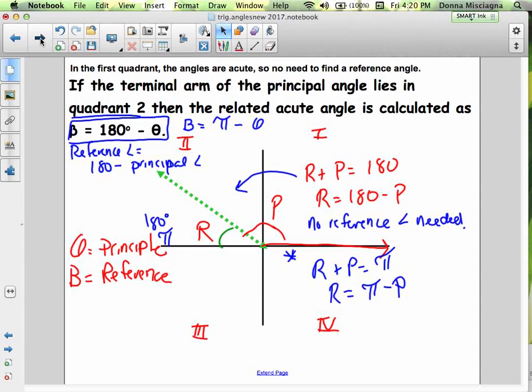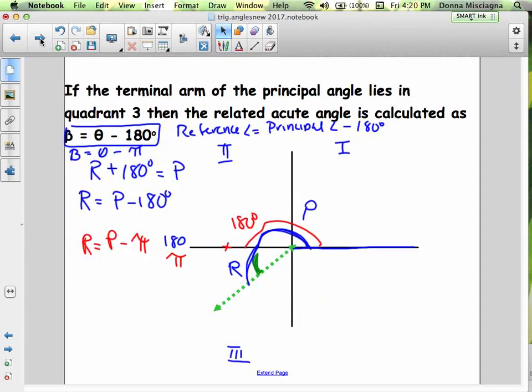When we're in the third quadrant, right? So it's our reference angle plus 180 equals our principal. So our reference angle is our principal minus 180. And if we're in radians, our reference is equal to our principal minus pi. So right here I have those highlighted out for you. Right? So that's simple. So now instead of subtracting from 180, we are subtracting 180. What do you think we're going to subtract from when we get to the fourth quadrant? What will we be heading towards?